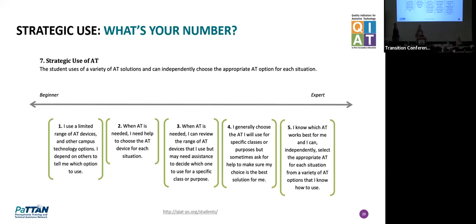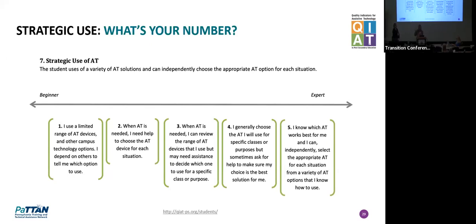So, all right, beginning level, it's okay to say that you are. Everybody's got a range of skills and abilities. There are things that I'm awesome at and things that I am not. So here we are. I use a limited range of AT devices and other campus technology options or work-related options. I depend on others to tell me which option to use. Anyone? Okay, that's the beginning level.